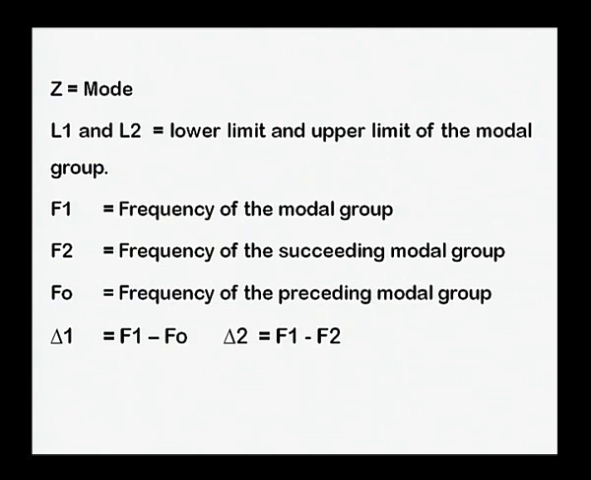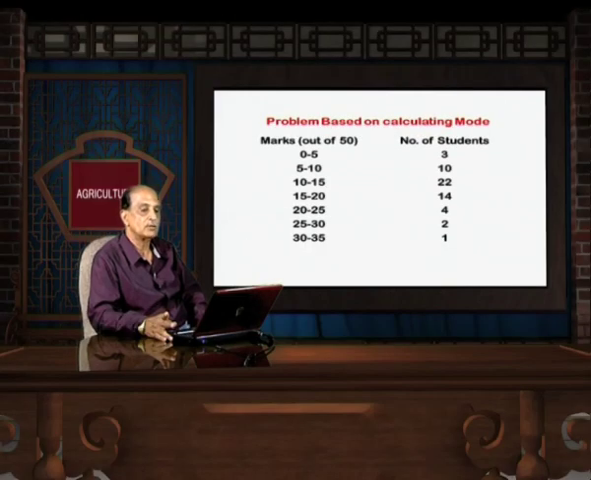Now, Z here means the mode, and L1 and L2 refer to the lower limit and upper limit of the modal group. F1 refers to the frequency of the modal group, F2 is the frequency of the succeeding group, and F0 is the frequency of the preceding group. Delta 1 is equal to the difference of F1 and F0, and delta 2 is equal to the difference of F1 and F2. Now, we discuss a problem which is based on determining mode in respect of continuous series.